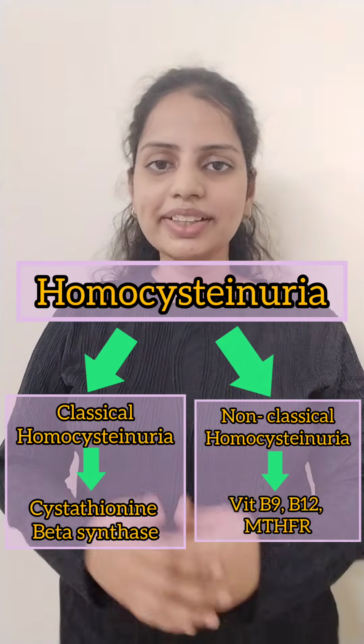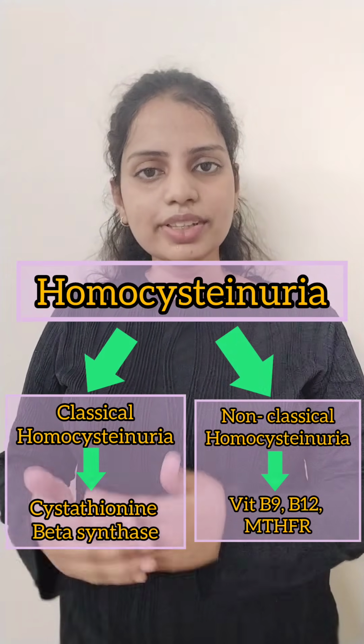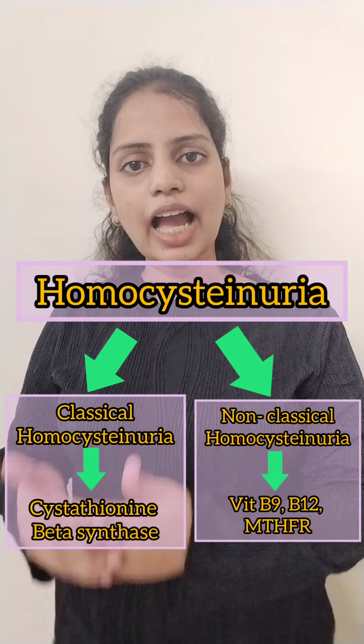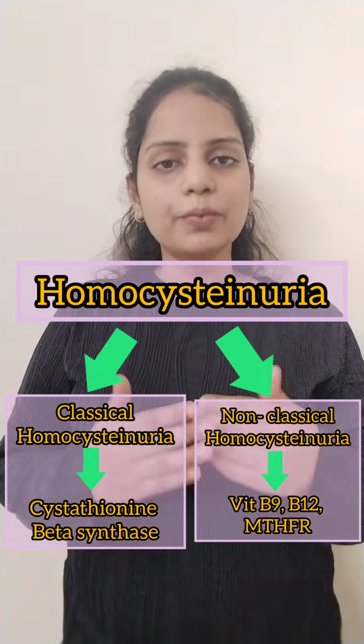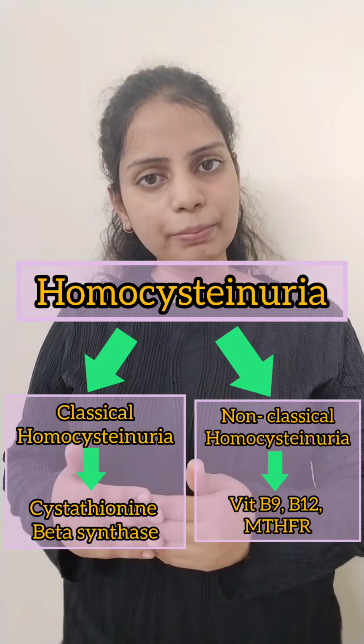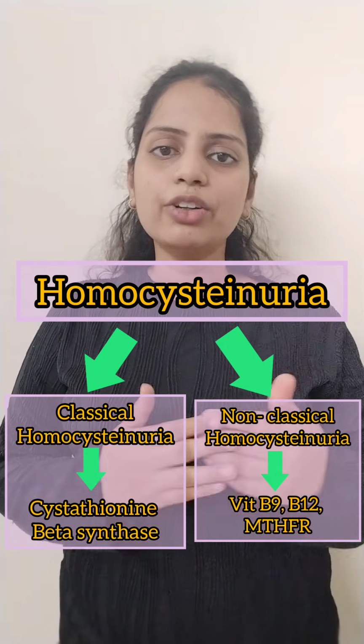types. The first one is the classical homocystinuria, which occurs due to the deficiency of cystathionine beta synthase. The next one is the non-classical homocystinuria, which occurs due to the deficiency of vitamin B9 or B12 or tetrahydrofolate reductase enzyme. Now, before understanding the classical homocystinuria, we will see a small biochemical pathway.